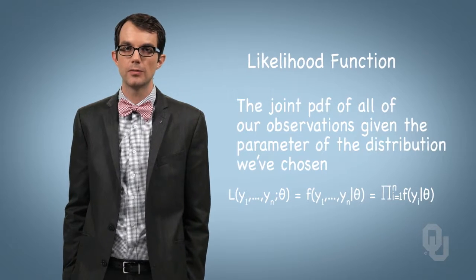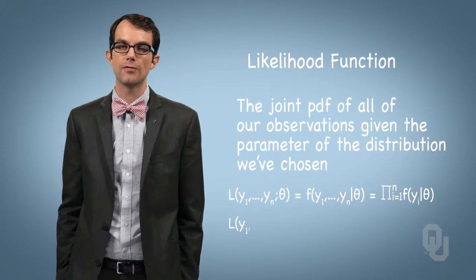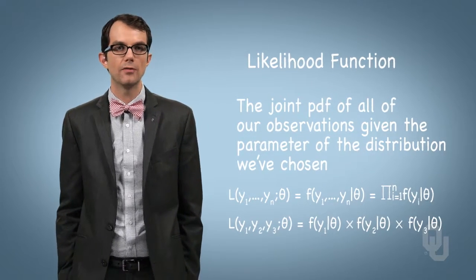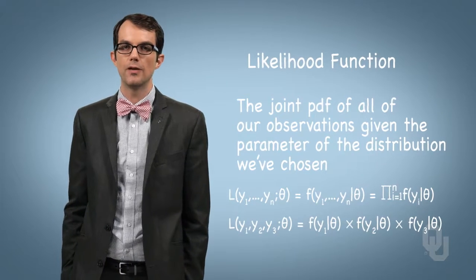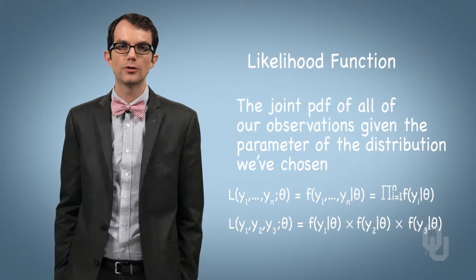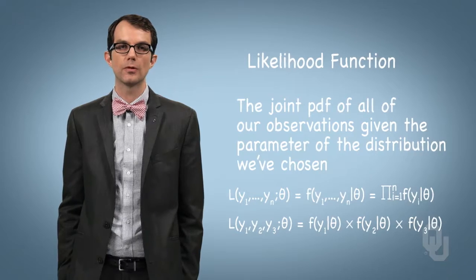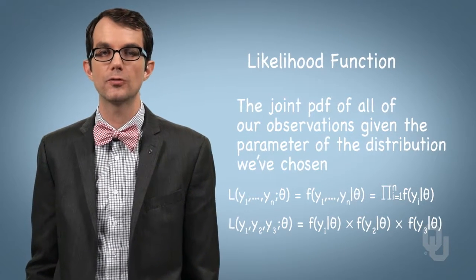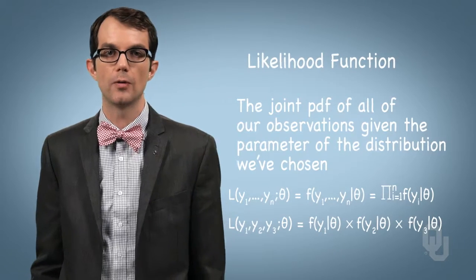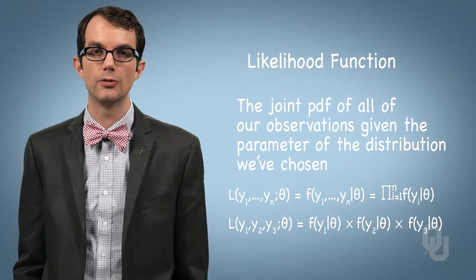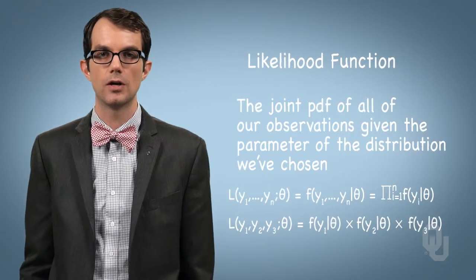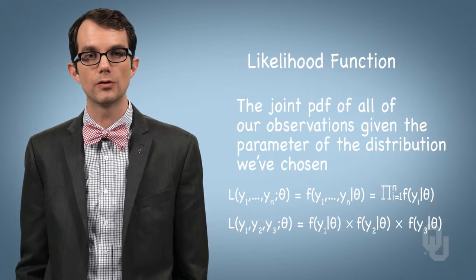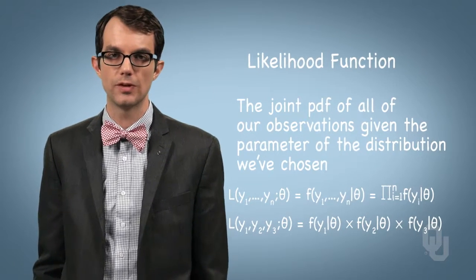In our simple example, the likelihood function is f of y1 multiplied by f of y2 multiplied by f of y3, all of which are evaluated given the distribution parameter theta. Again, theta is the general notation for the distribution parameter or parameters. If we were fitting an exponential distribution, we'd use lambda, the rate of occurrence. Or if we were fitting a normal distribution, we'd have 2 parameters, mu and sigma.